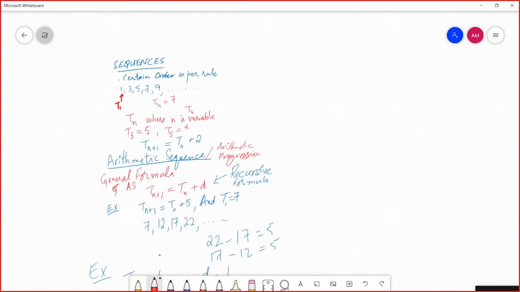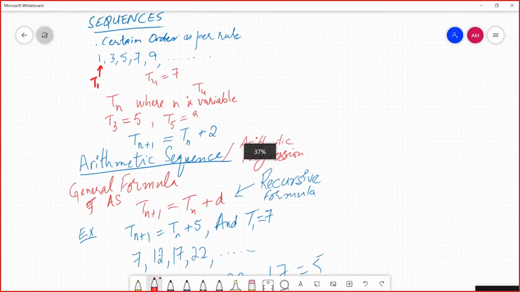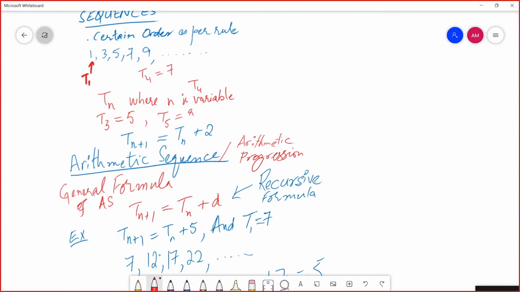We started with the sequence. A sequence is a certain order as per some rule, and if you know the rule and the initial term, you can define the whole sequence. It has many types of applications. It's a linear equation, as we see. So for the arithmetic sequence, our general formula is Tn plus 1 is equal to Tn plus D.